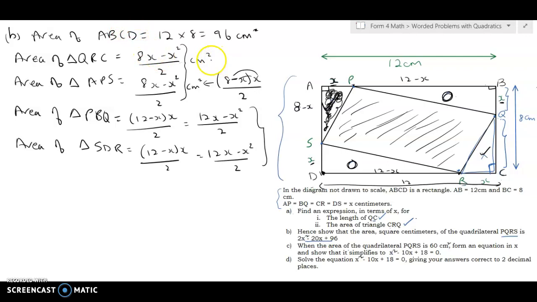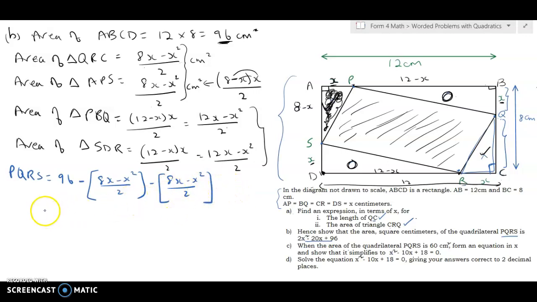So now what I need to do is take my 96 from up here and minus all 4 areas, these pieces here. So I'm going to do that now. I'll just write PQRS will be equal to 96 minus 8x minus x squared on 2, 8x minus x squared on 2, then I'll minus again 12x minus x squared on 2, 12x minus x squared on 2, right?